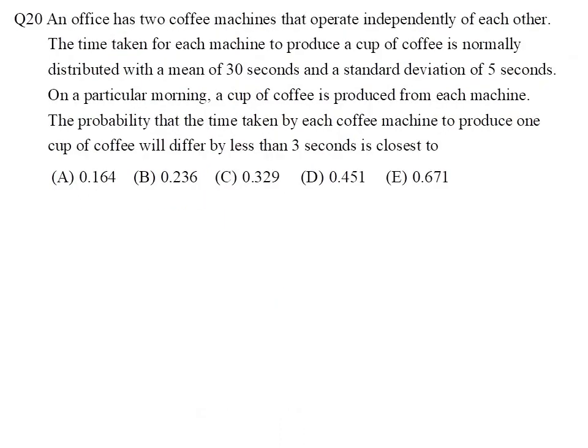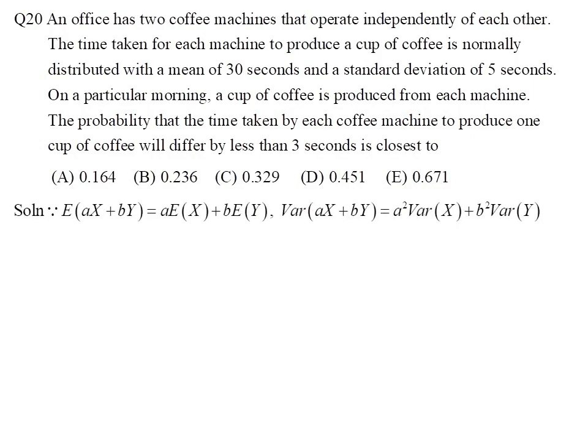Question 20 tells us that two coffee machines operate independently of each other. The time taken for each machine to produce a cup of coffee is normally distributed with a mean of 30 seconds and a standard deviation of 5 seconds. On a particular morning, a cup of coffee is produced from each machine. The question is to find the probability that the time taken by each coffee machine to produce one cup of coffee will differ by less than 3 seconds.